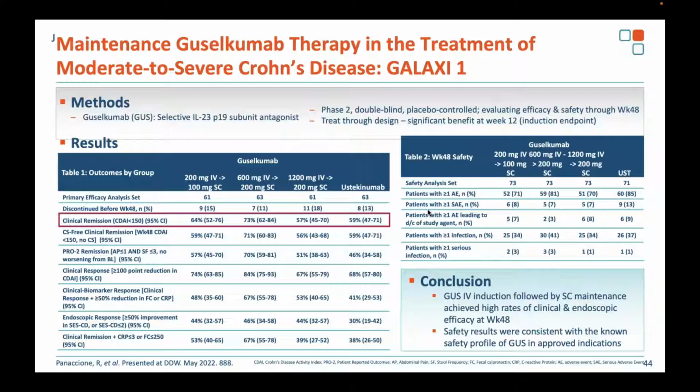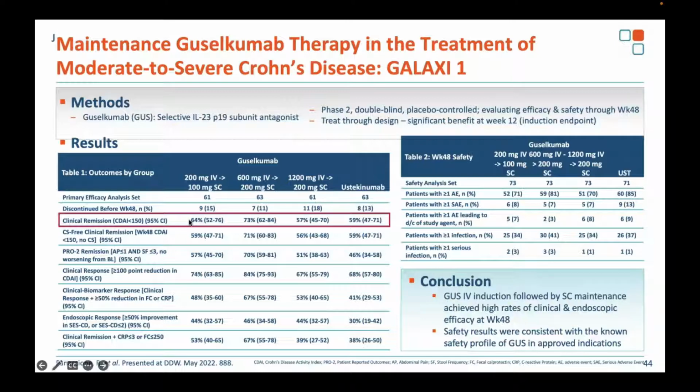And this is the end of the treat through in terms of maintenance. And you can see I've highlighted it in red here. The primary endpoint was clinical remission at week 48. And you can see that the 3 different induction doses went on to 2 different maintenance doses, but that there was a relatively flat remission rate.